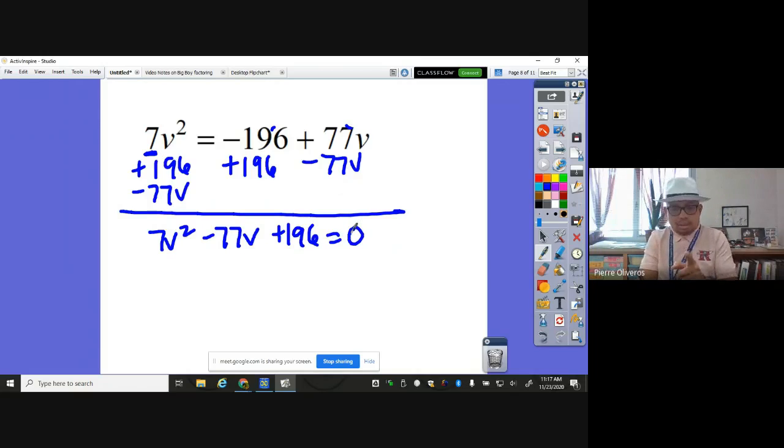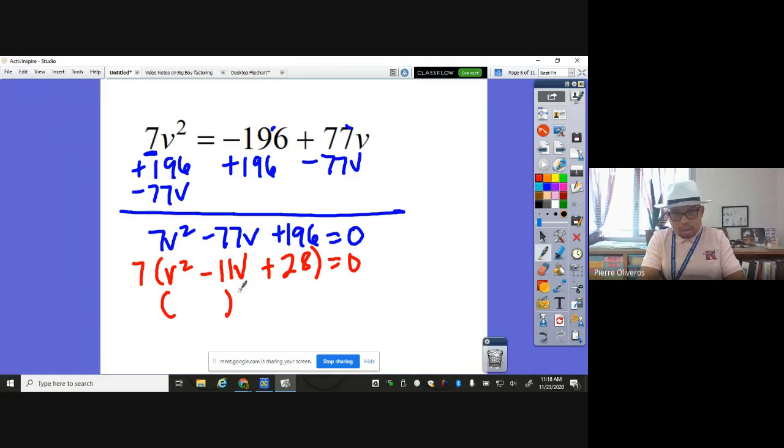So again, it has to be equal to 0. Second, if you notice, I organized it in standard form, wherein the v squared comes first, the one with the variable comes second, and the one without a variable is your c value. And again here the GCF is 7, so v squared minus 11v and 196. So what you need to do is divide it. 196 divided by 7 is going to be 28, positive 28 equals 0.